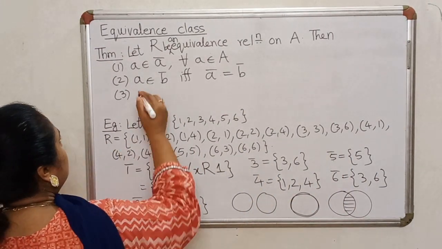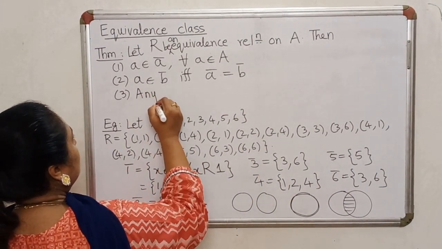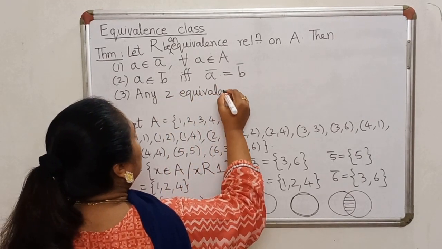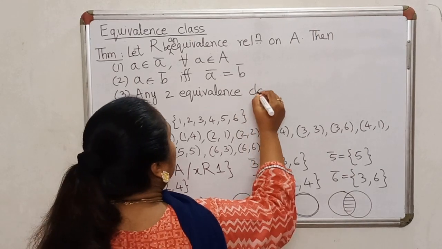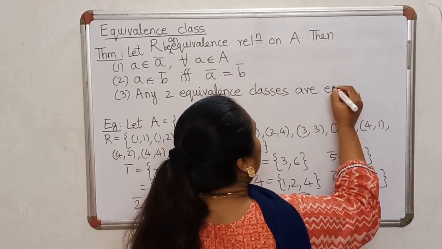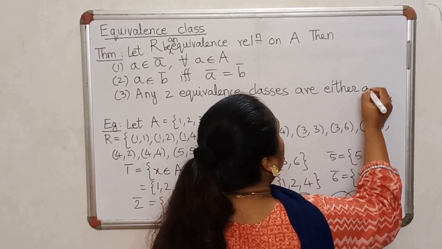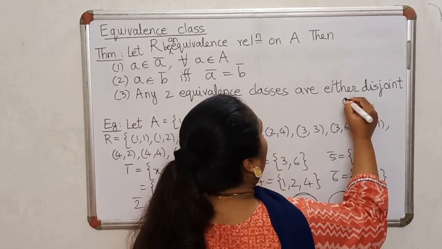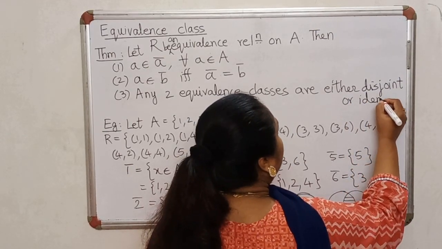Any two equivalence classes are either disjoint or identical.